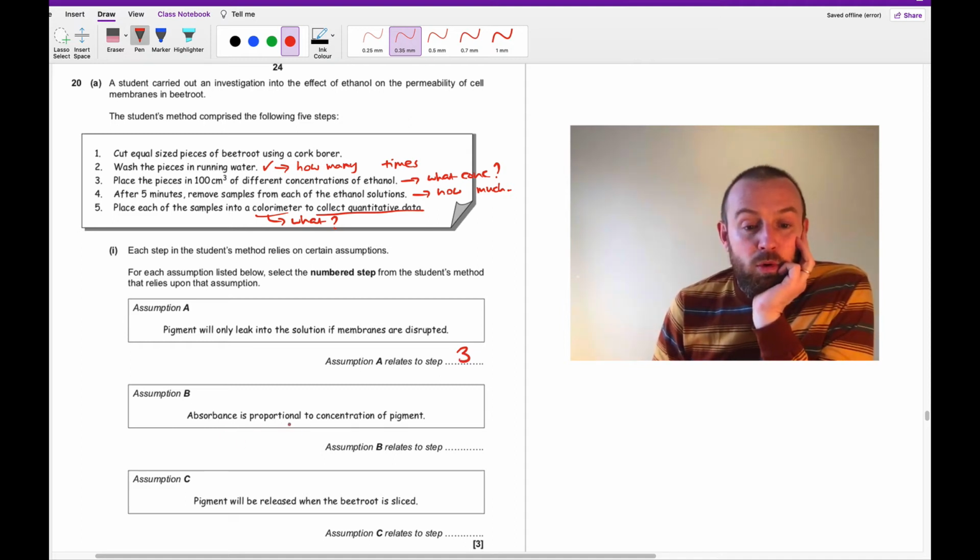Absorption is proportional to concentration of pigment. This is to do with the absorbance of light, so this is to do with the colorimeter step. So this is step 5.